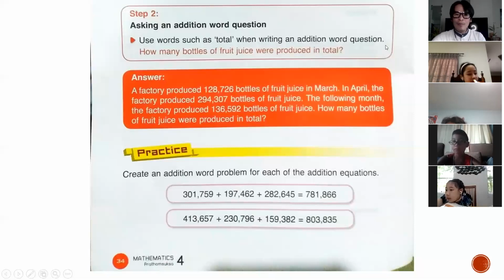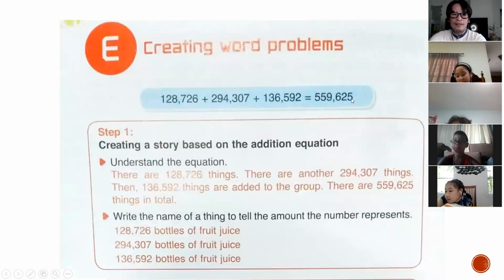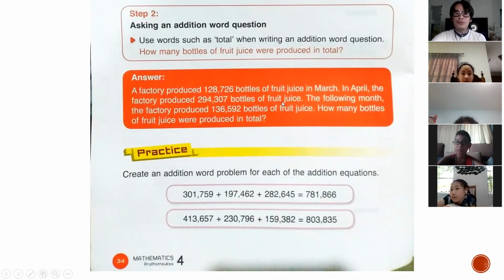See? So going back, we have created a story, right, students? Yes, of course. And second, we have written the name of a thing. So the name of a thing in this example is fruit juice. And the third one is we had a question in the last part of your answer, which is how many bottles of fruit juice were produced in total.